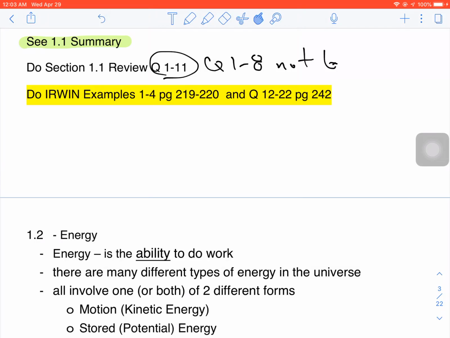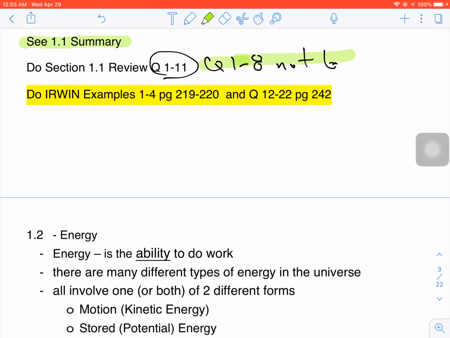Last night I left you with questions 1 to 11 in the review for section 1.1. When I went back to look at those questions, I thought I really don't like some of those questions. So if you haven't done them all, if you've done them all, that's terrific. If you haven't, I'm going to leave you with just the ones that I've listed here, which are questions 1 to 5, 7, and 8.